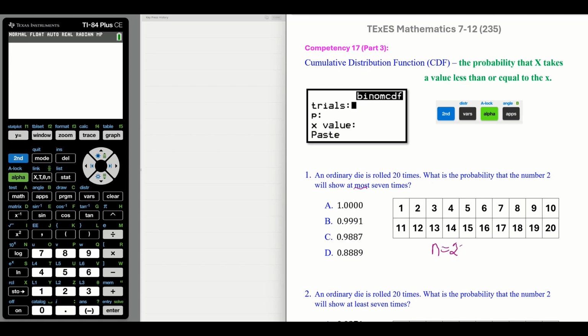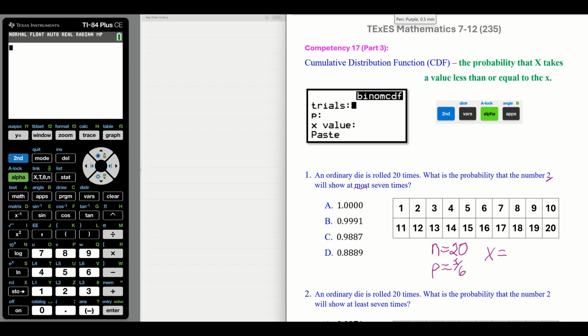N equals 20, and our probability of any die is 1 out of 6. This hasn't changed, because this could be 3, 4, 1, so 2 is fine. They're just saying any number rolled on this die. They could have said anything. So that is 1 out of 6. The trick here is determining your value of x to put into your calculator.